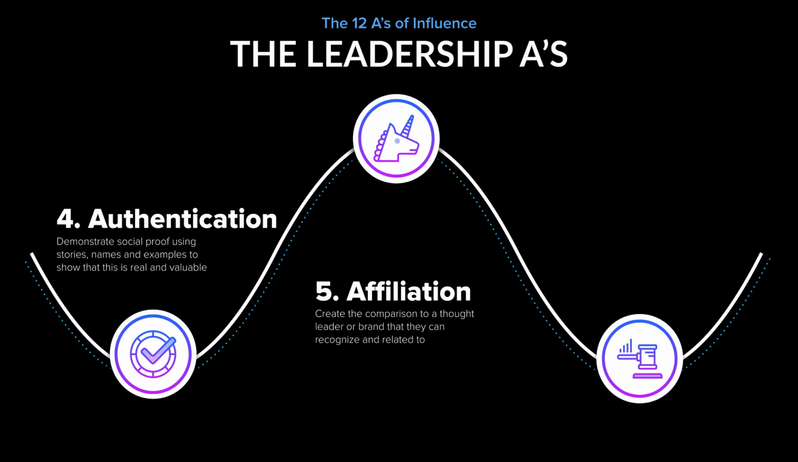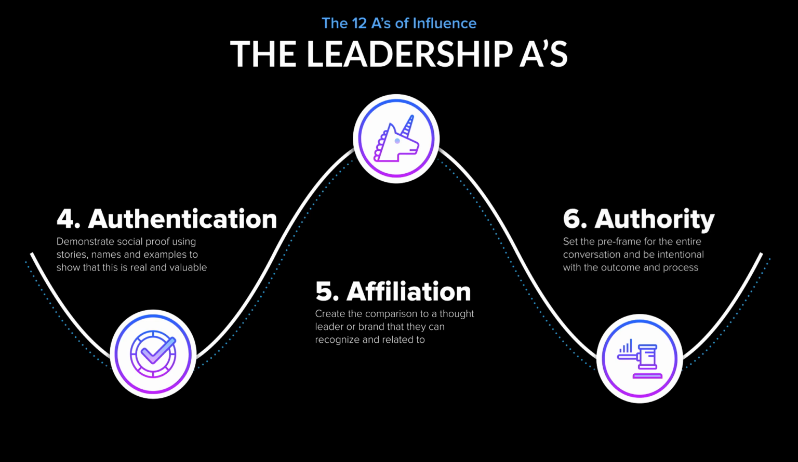Now, the difference between authentication and affiliation is that affiliation supposes that we are like them, we are similar to them, we have the same level of trust as them, we are able to deliver at the same level of integrity as them. Whereas authentication says, these people trust that we're going to deliver, so you might trust us too. It's a very subtle difference, yet a really important one for us to be able to practice them individually and even sometimes collectively. So the third A of leadership is authority.